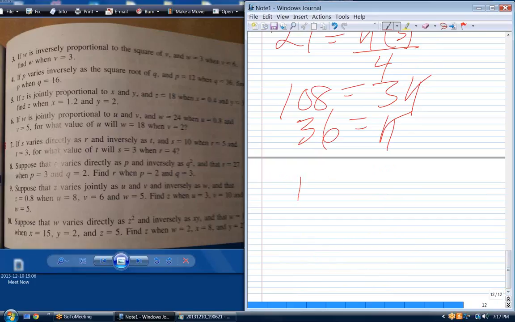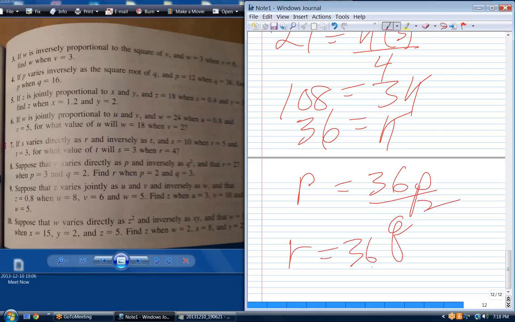So then R equals 36 times P divided by Q squared. And then find R when P equals 2 and Q equals 3. So it'll be R equals 36 times 2 divided by 3. That goes in there, 12, so that's 24. R equals 24, yeah. Okay.